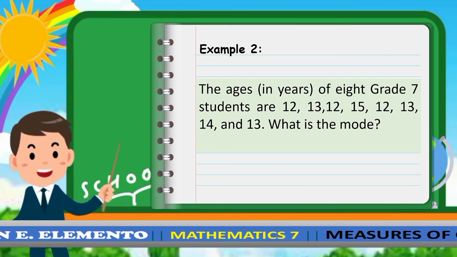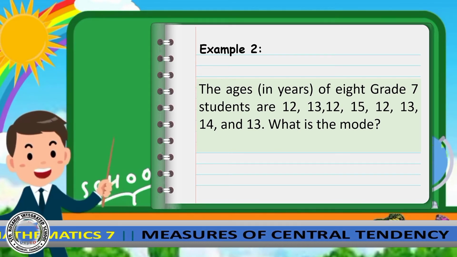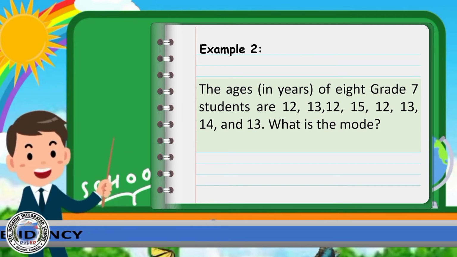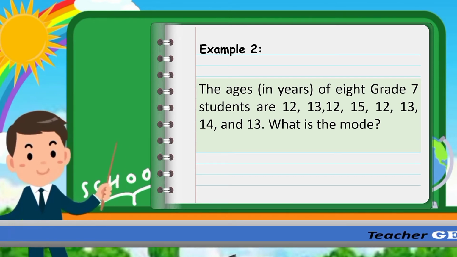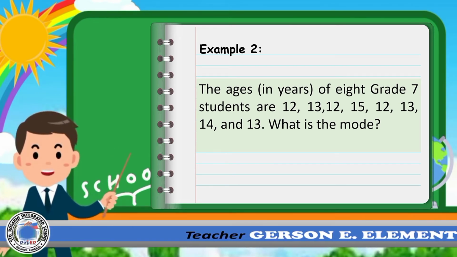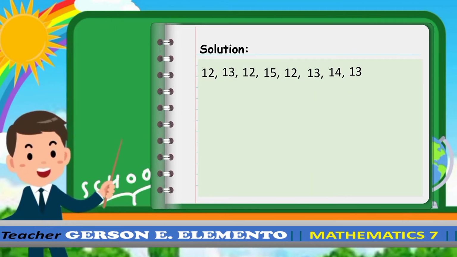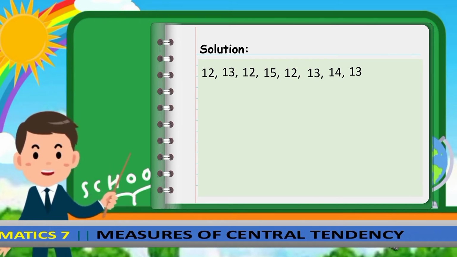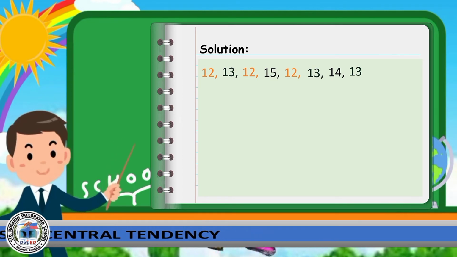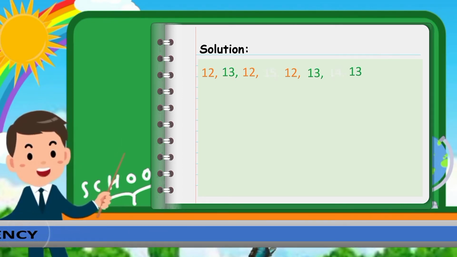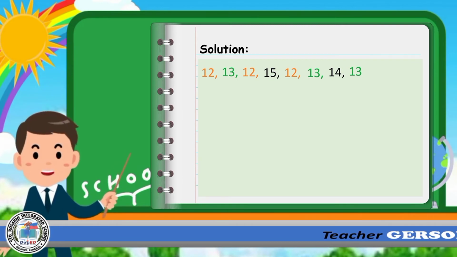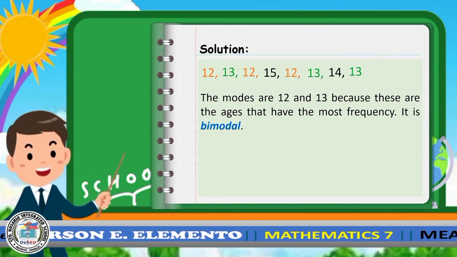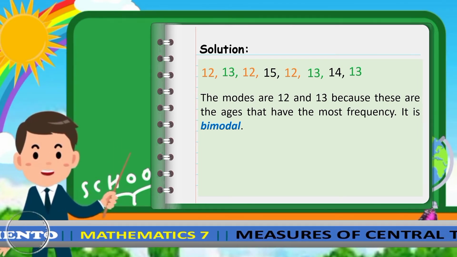Another example. Let's try example number 2. The ages in years of 8 grade 7 students are 12, 13, 12, 15, 12, 13, 14, and 13. What is the mode? Solution. We have 12, 13, 12, 15, 12, 13, 14, and 13. Since we have 3 12s and 3 13s, and we only have 1 14 and 1 15, the modes are 12 and 13, because these are the ages that have the most frequency. It is bimodal. Here is our interpretation.